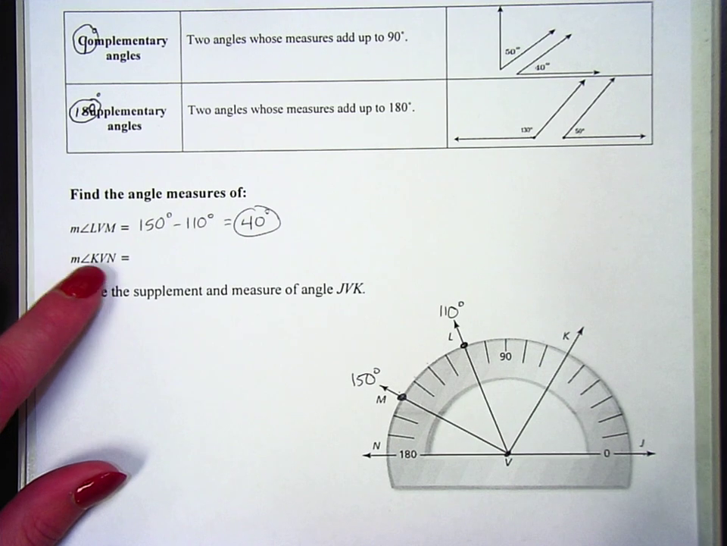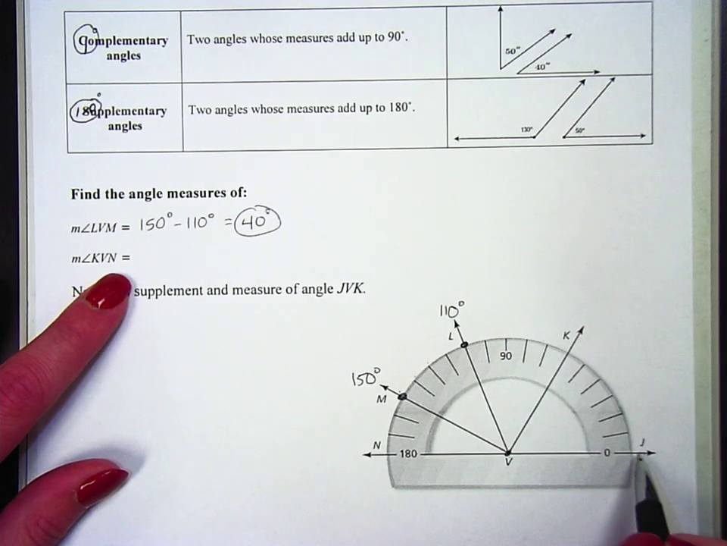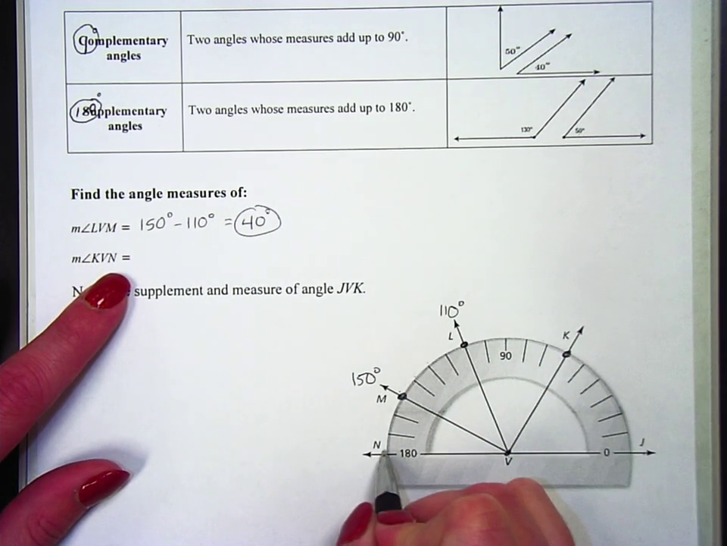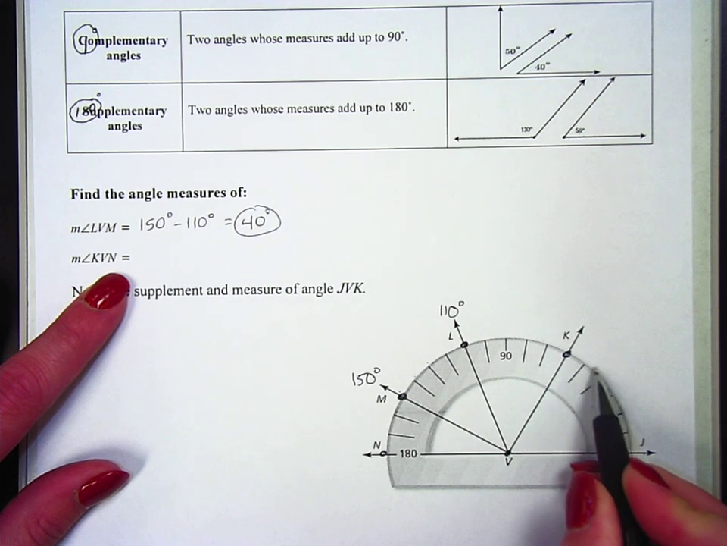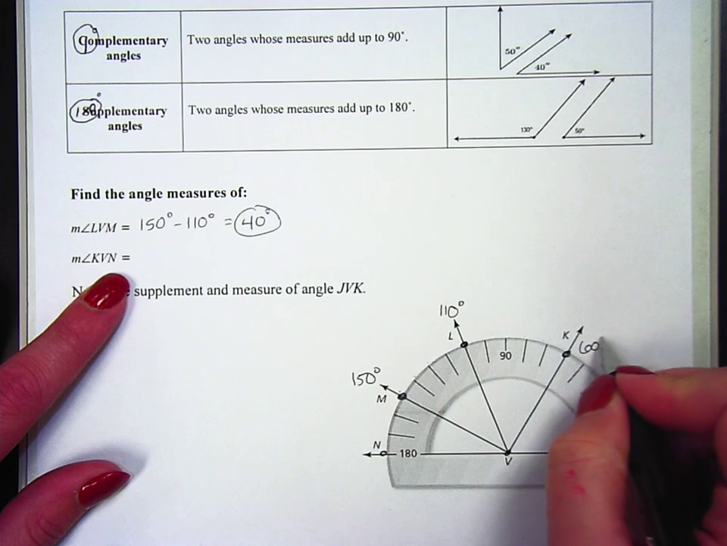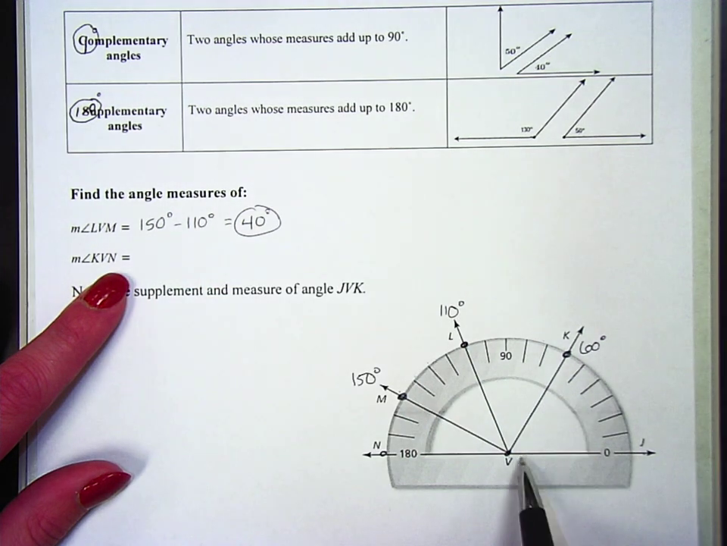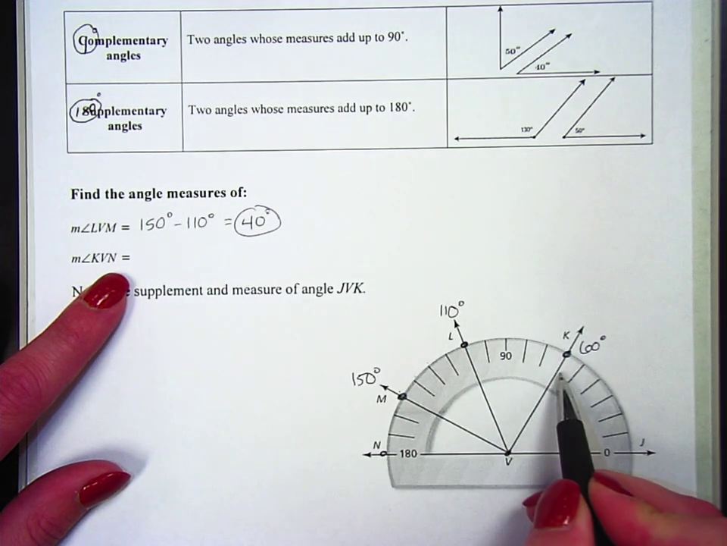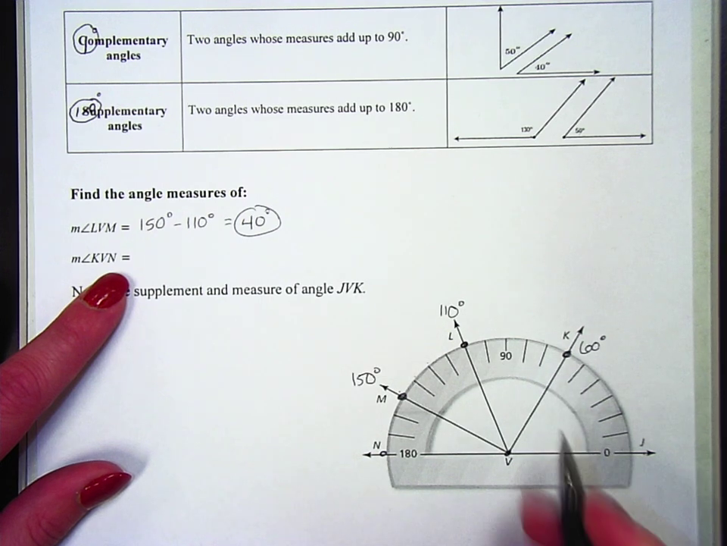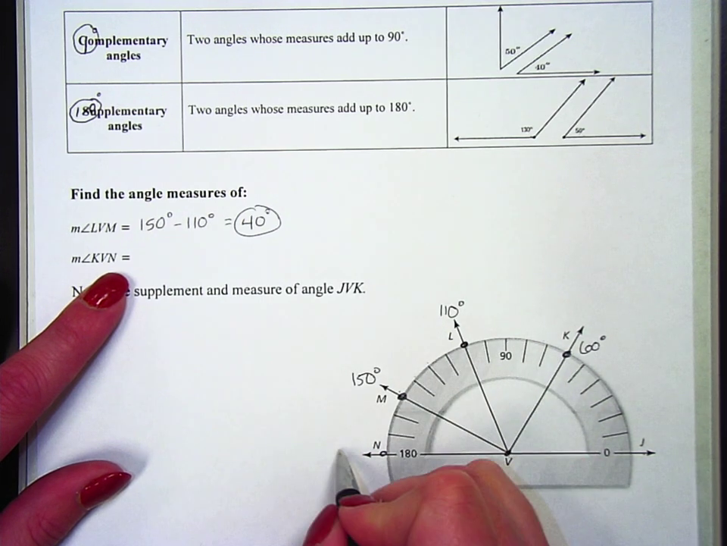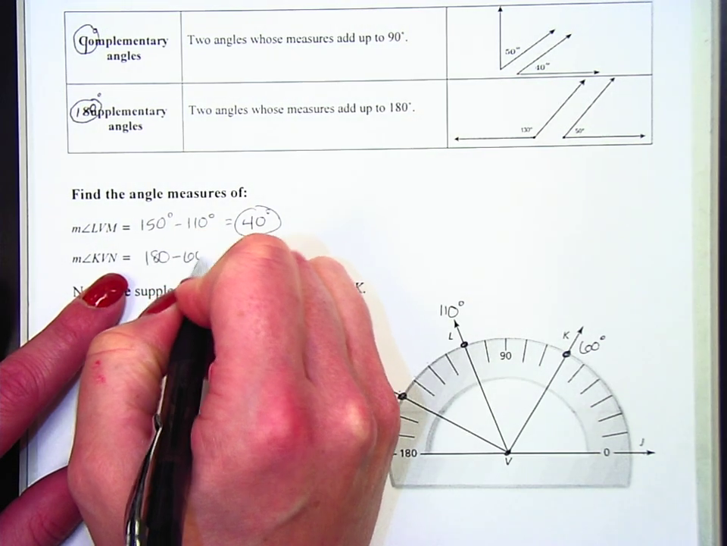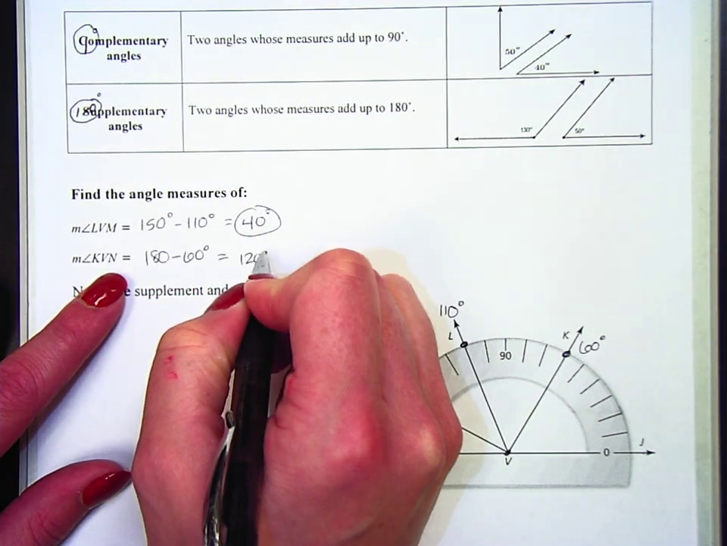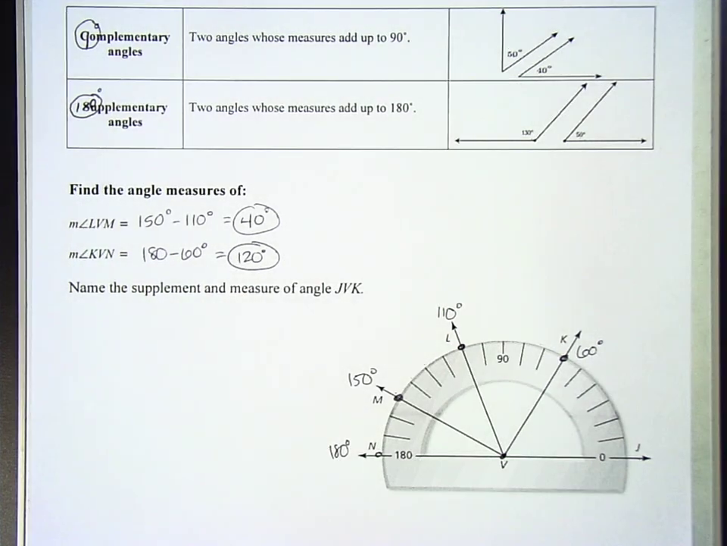Let's try another one. K to V to N, same thing. So right now, here's K and here's N. My K appears to be at 10, 20, 30, 40, 50, 60. But I know this is a very big angle. This is obtuse. It's supposed to be more than 90. So then I need to find where N is at, which is at 180 degrees. And I'm going to go ahead and subtract the two. So between them is an obtuse angle that's 120 degrees.